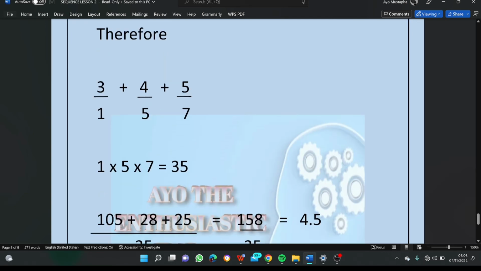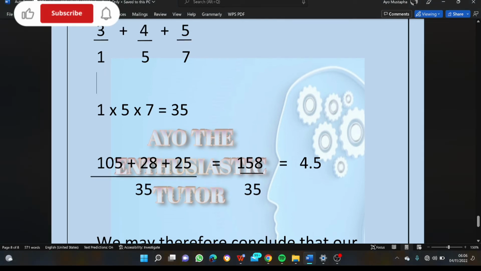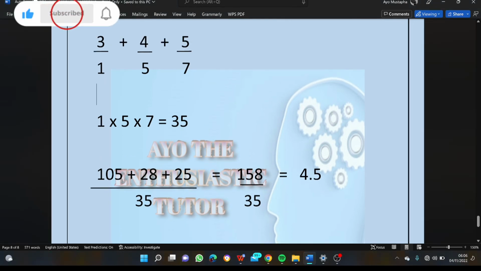So we may then say 1 times 5 to get the lowest common factor. Now we multiply these denominators. We have 1 times 5 times 7 equals 35. So we have 35 here. So how do we arrive at these figures over here?